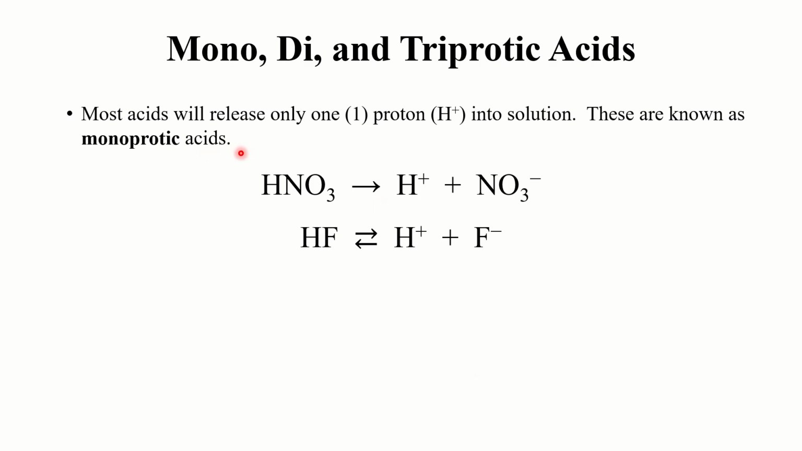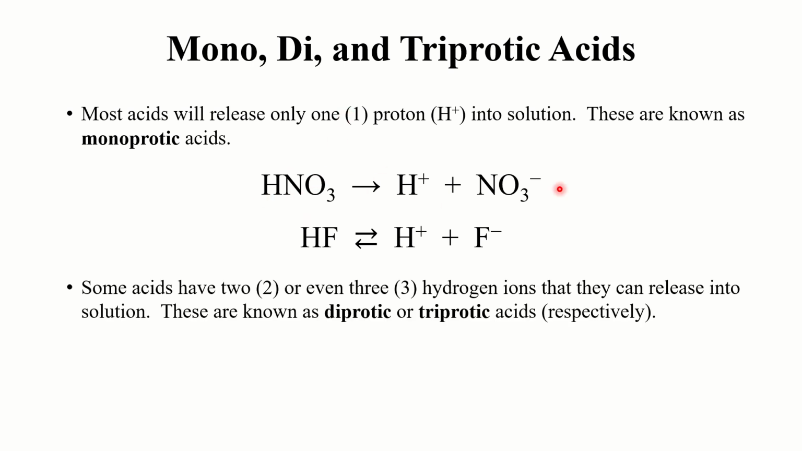All right, so most of the acids we're going to analyze release only one proton into solution. These are known as monoprotic acids, like nitric acid or hydrofluoric acid or hydrochloric acid. Most of the examples we will see are referred to as monoprotic, meaning they release just one proton into solution. There are some acids which have 2 or even 3 hydrogen ions that can be released into solution. These are known as diprotic for 2 or triprotic for 3.